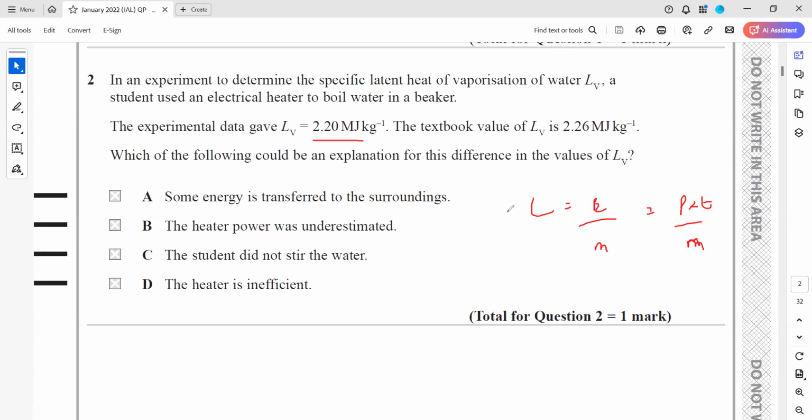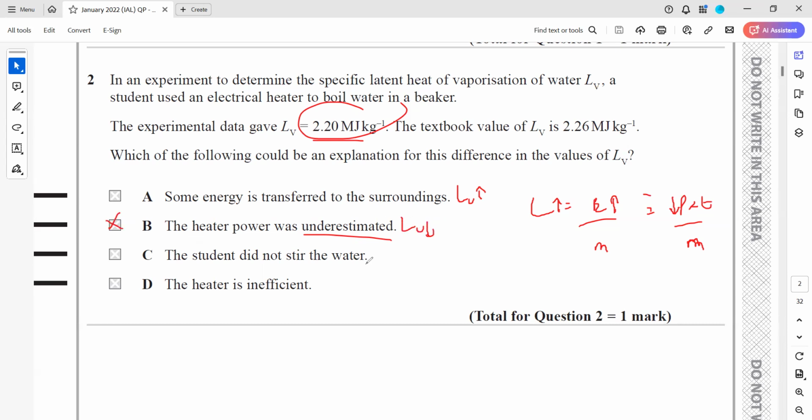If some energy is transferred elsewhere, we have to supply more energy to change the state, so we should get a high value. So this will give a high value, not a smaller value, but we are getting a smaller value. The power of the heater is underestimated. If we underestimate the power of the heater, like maybe it's a 40-watt heater but we use 30, so if the power is less, the latent heat will be smaller.